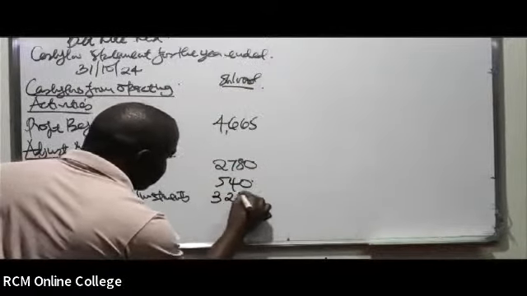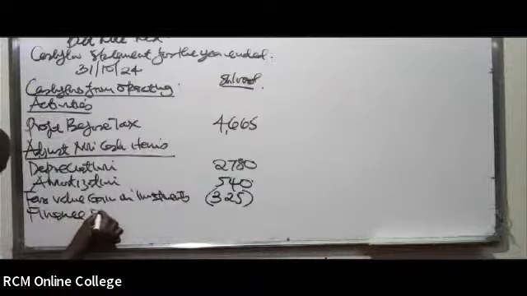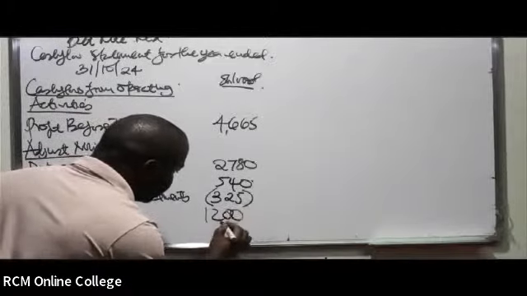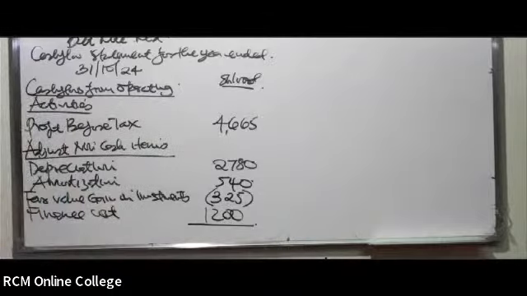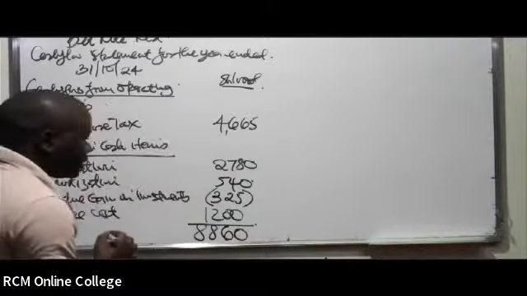325. Then we consider the finance cost. Remember, we've also said we put here the finance cost. Because it was deducted, you end up having to add it back. So those are the only items affecting there. When you add 2780 plus 540 plus 325 plus 1200, you get 8860.